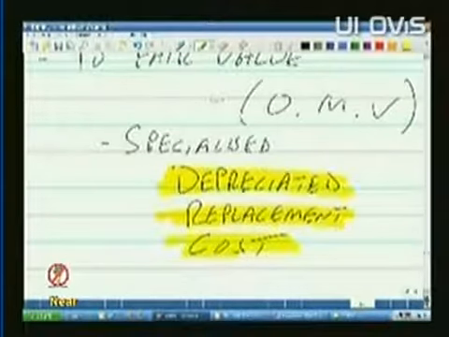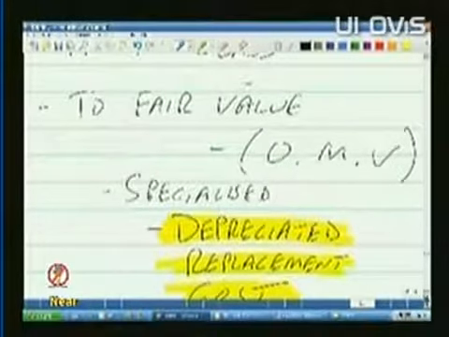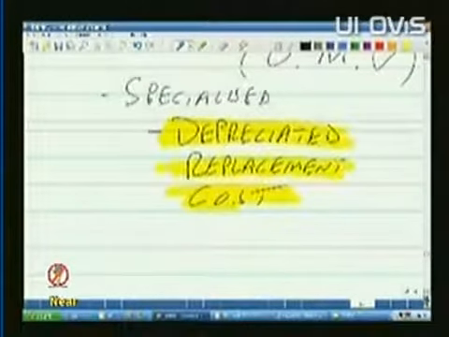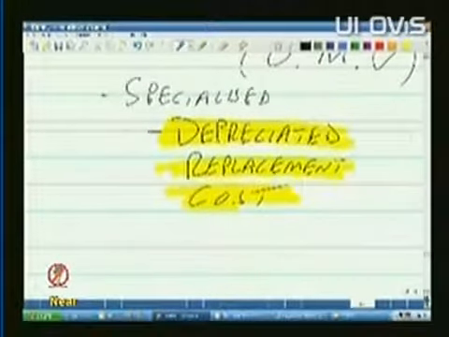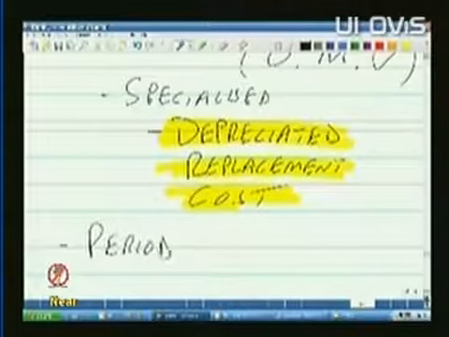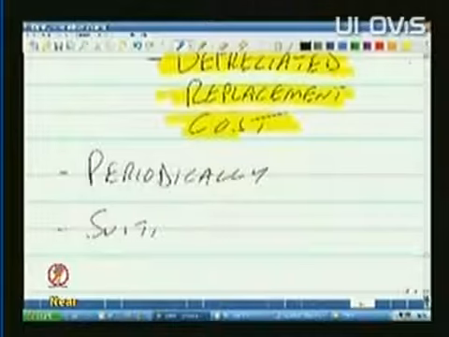So we would use depreciated replacement cost for any specialised assets, so any specialised properties, sometimes for highly specialised equipment that's used in production processes, should you be revaluing it. So, normal rule is to take it to fair value. However, if it is a specialised asset, then you use depreciated replacement cost. As I said, you must revalue every asset within that same class. You must revalue them periodically, and it must be done by somebody who is suitably qualified.